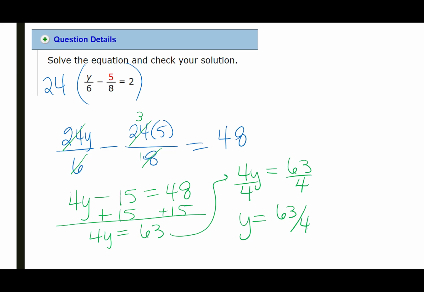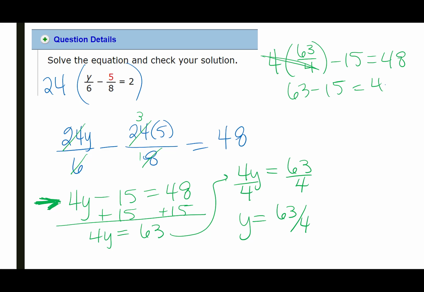We can keep that as an improper fraction. Now this answer will be hard to check. I'm actually going to plug it back into this green equation down here. This would be 4 times 63/4 minus 15 equals 48. These 4's would cancel. 63 minus 15, and that does equal 48. And so I can tell you that the final answer is 63 over 4.